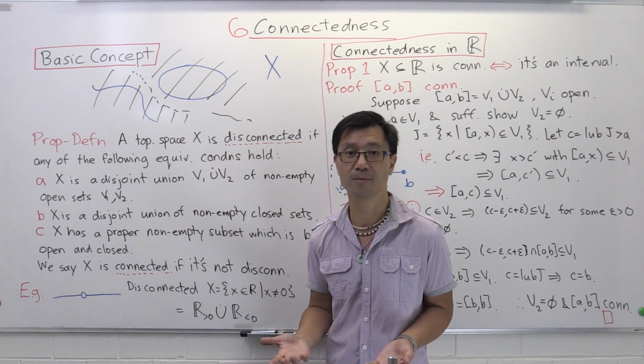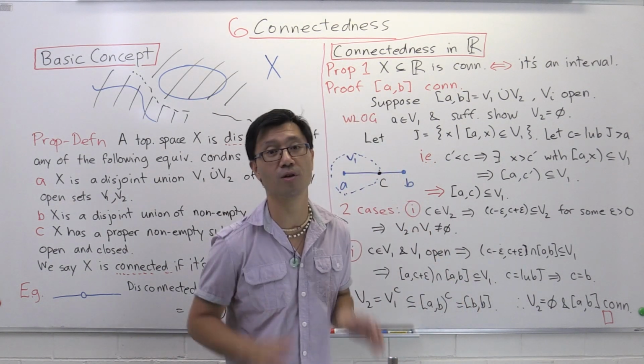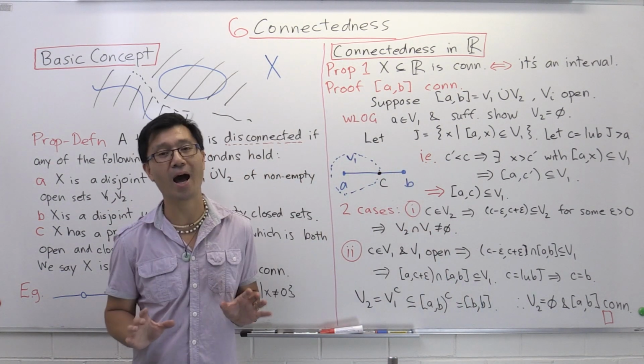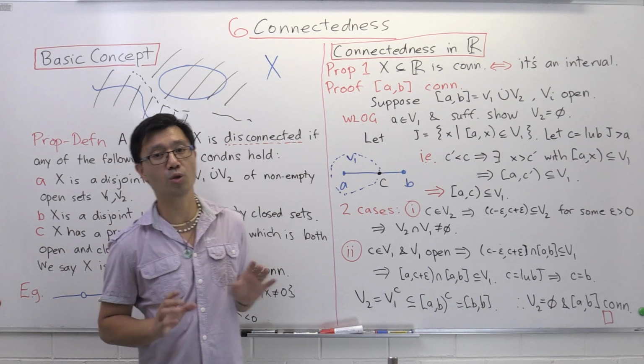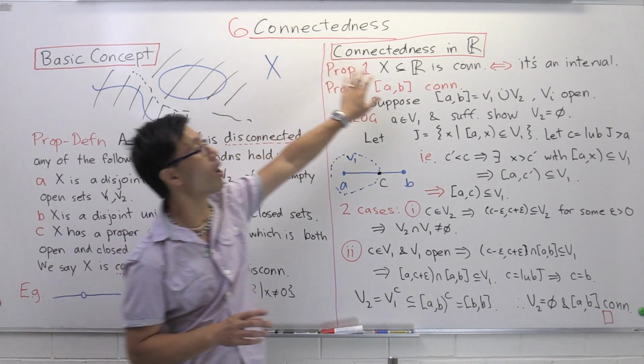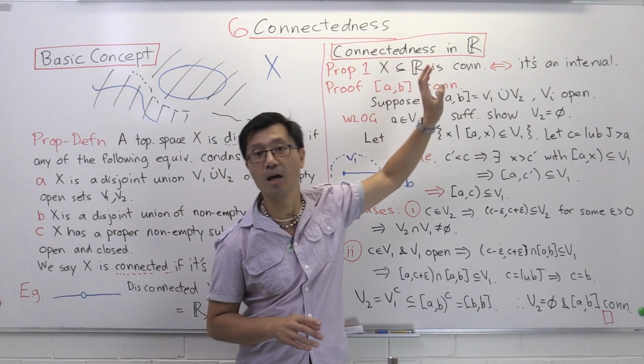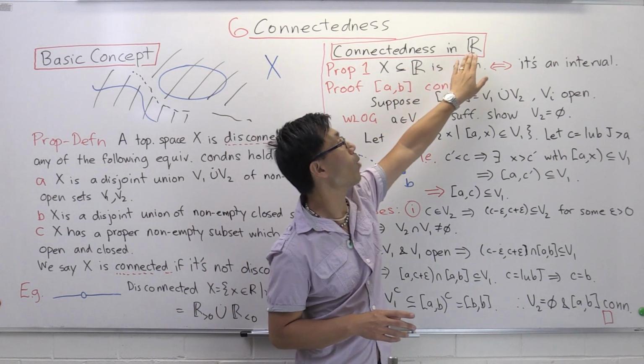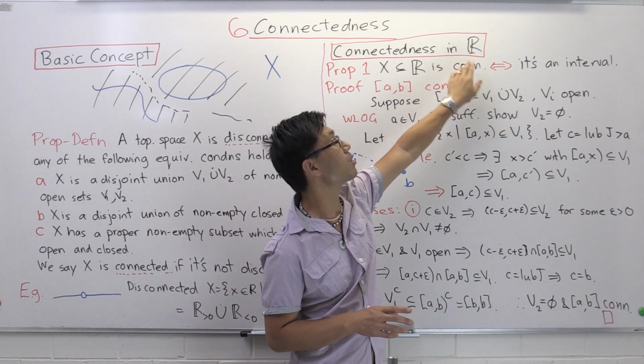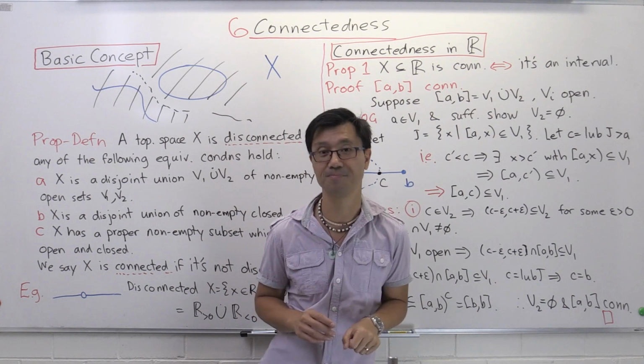It's not connected. So what about some examples of connectedness? Well, it's a little bit harder to show. What I want to do is actually completely describe connectedness inside the one-dimensional Euclidean space, so just R, the Euclidean line.